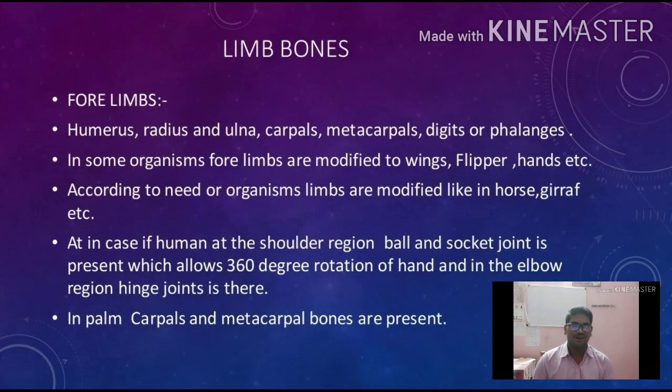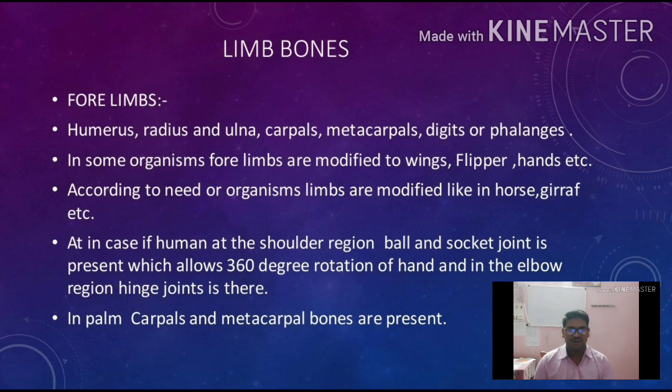So now come to the limb bones. We all know that limb bones are an important part of the human body. There are 4 limbs. They are divided into 2 types. One is your forelimb, another is your hind limb. So what is forelimb? The upper 2 limbs of the human body, which are converted into hands, are called forelimbs. It contains humerus, radius, ulna, carpals, metacarpals, digits and phalanges.